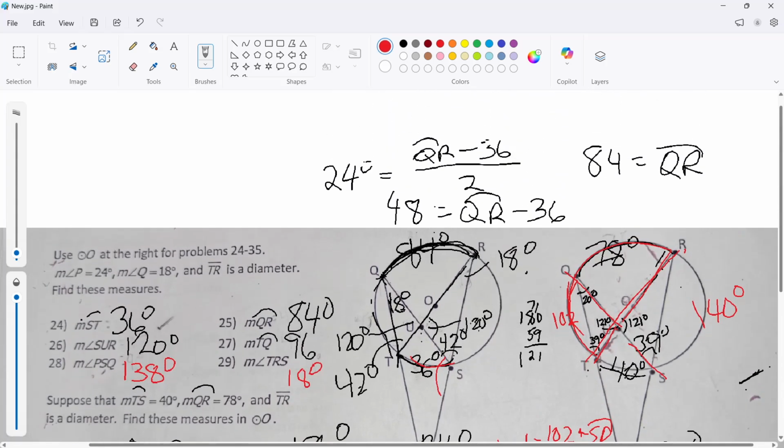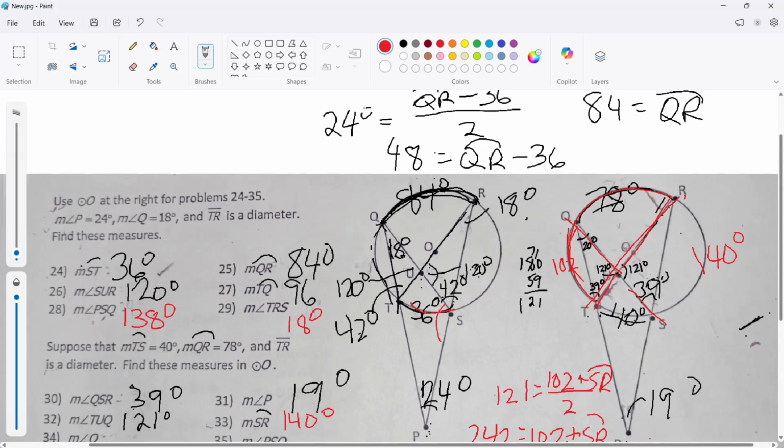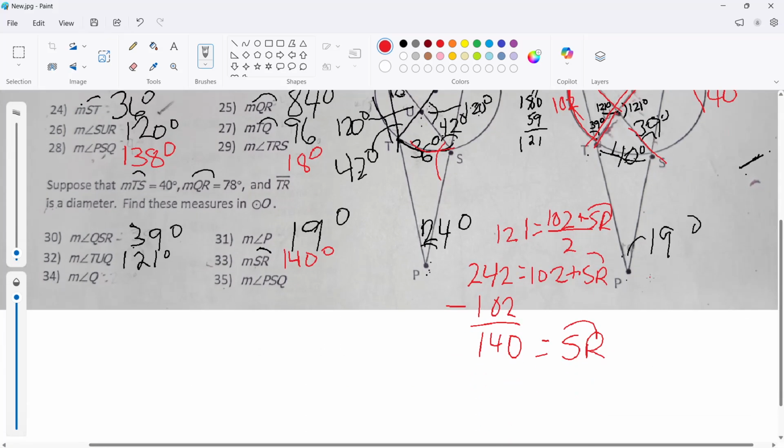Measure angle Q. I've already got measure angle Q. That's 20 degrees.